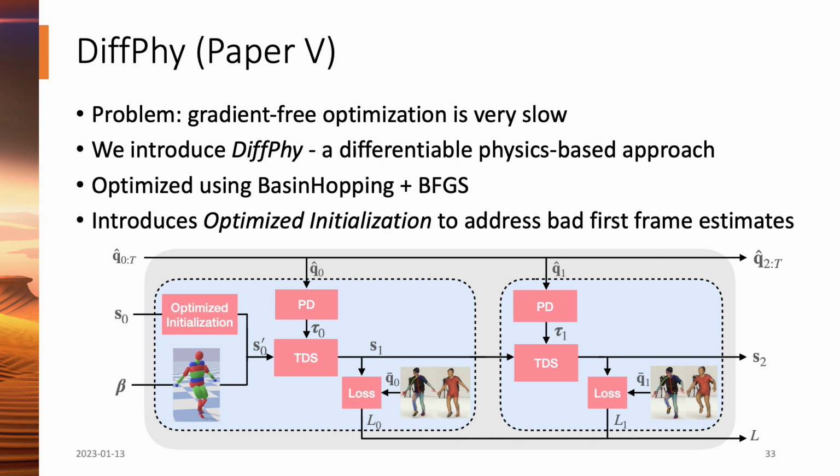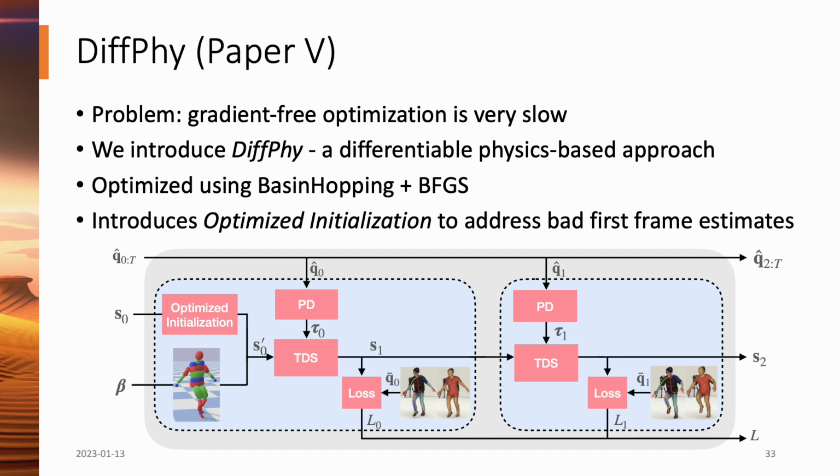This stems from the fact that it uses a non-differentiable physics engine and resorted to minimizing the loss using gradient-free optimization techniques that tend to be slower than their gradient-based counterparts. Paper 5 introduces the first physics-based human pose estimation approach that integrates a full-featured differentiable physics simulator into the reconstruction process. We may then optimize the loss using the gradient-based BFGS method together with basin hopping to escape local minima. Finally, the paper also introduces optimized initialization.